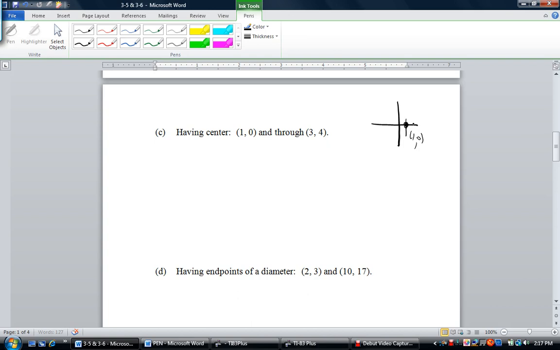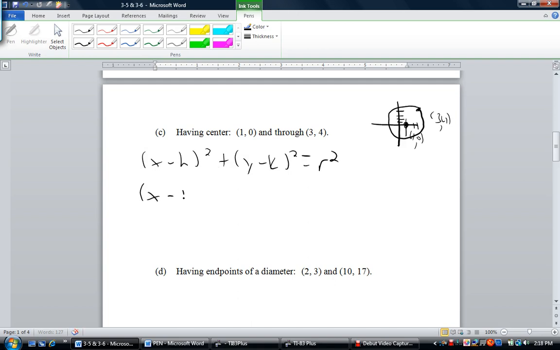We want it to go through 3, 4. So it's going to go through that point. 3, 4. So the center is at 1, 0, and it goes through this point. So we've got a circle that looks something like this. Once again, we're going to use x minus h squared plus y minus k squared equals r squared.